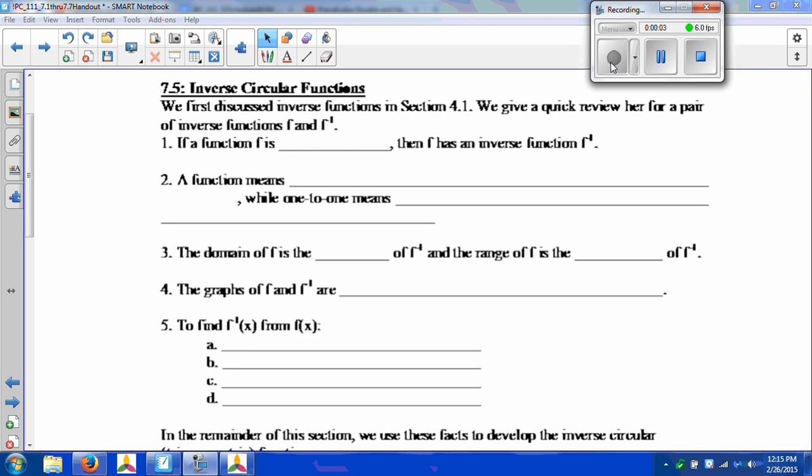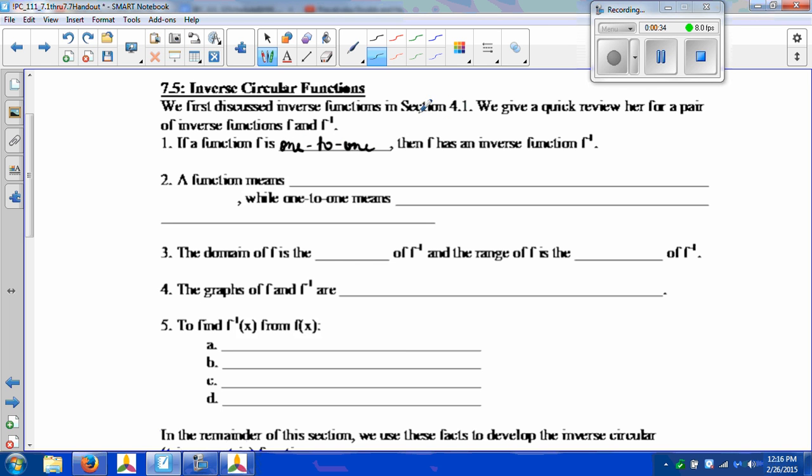Okay, so first we're going to talk about inverse circular functions. Well, actually, first we're going to talk about inverse functions, and then we're going to relate that to inverse circular or trigonometric functions. If f is a function, and f is 1-to-1, and we're going to talk about what that means, we've talked about it already in section 4.1, but we're going to review it right here, then f has an inverse function, f inverse.